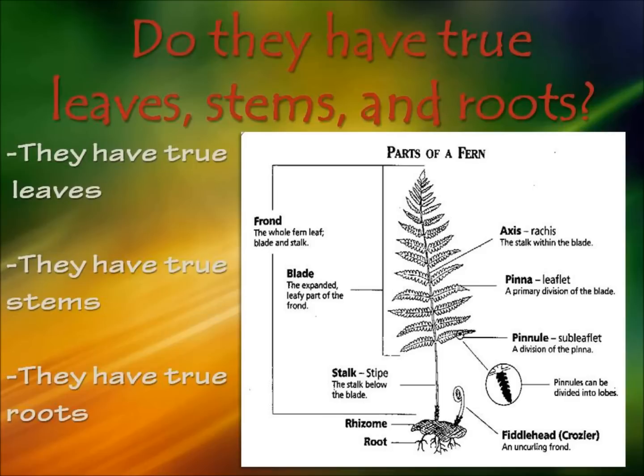Yes, pterophytes do have true leaves, stems, and roots. In this picture, we can see the roots underneath the rhizome. We can also see the stem and leaves throughout the fern. The roots are the parts of the plant that anchor it to the ground. If the roots were non-existent, the rhizome would not be able to receive water or nutrients which help it grow.